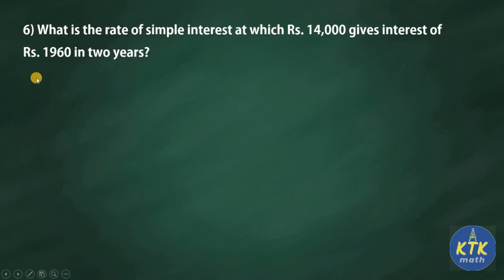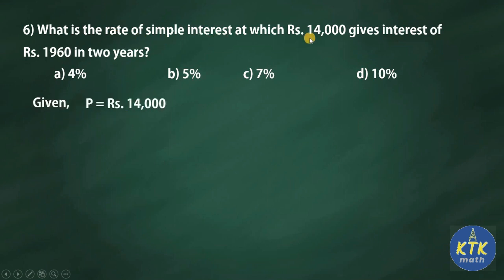Now it's question number 6. What is the rate of simple interest at which rupees 14,000 gives interest of rupees 1960 in 2 years? So this is an indirect question. In this case they give principal value, interest value and years. We are asked to find the rate of simple interest. So what are the values given in the question?